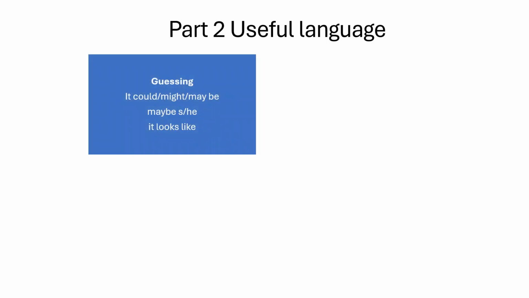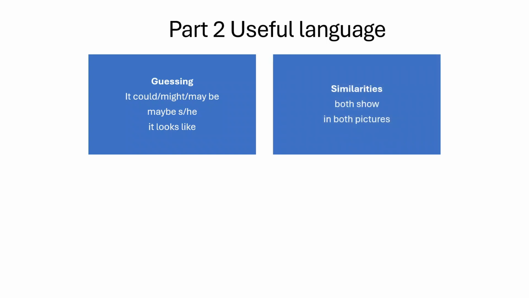So what kind of language is useful for you in this particular part? Well, the first thing we do a lot with these pictures is guess. So we can use verbs like could, may, or might, and it looks like, because we don't know what's happening in these photographs, but we can guess. Another thing we can do is talk about the similarities. And in this case, we can say both show or in both pictures we can see something.